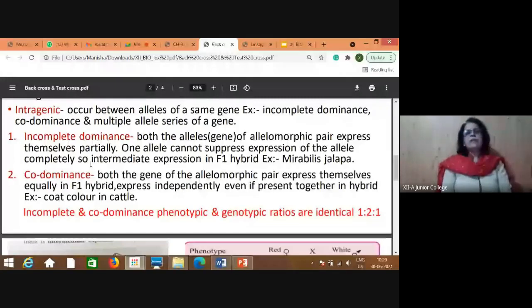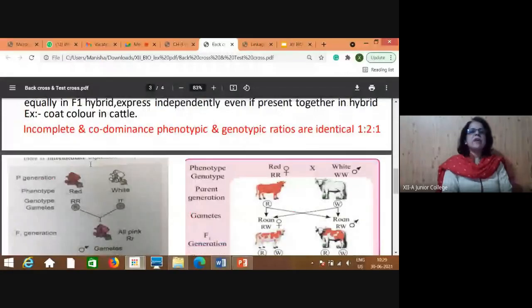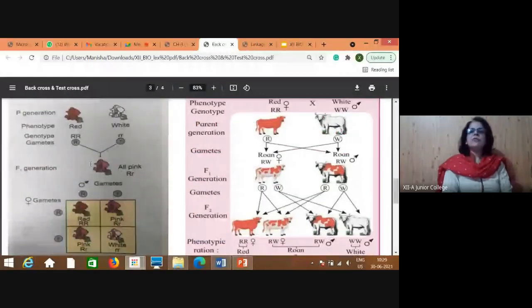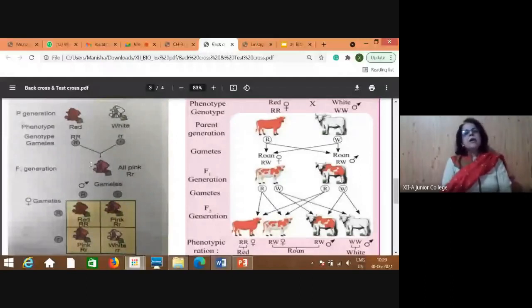Under that, we will be studying incomplete dominance, codominance, and multiple alleles also. Now, one by one, we'll first discuss incomplete dominance and codominance. It is very easy to remember and understand. Incomplete means not complete. That means, if you remember the first law of Mendel, what is the first law of Mendel? It is called the law of dominance, right? Law of dominance, what does it prove?